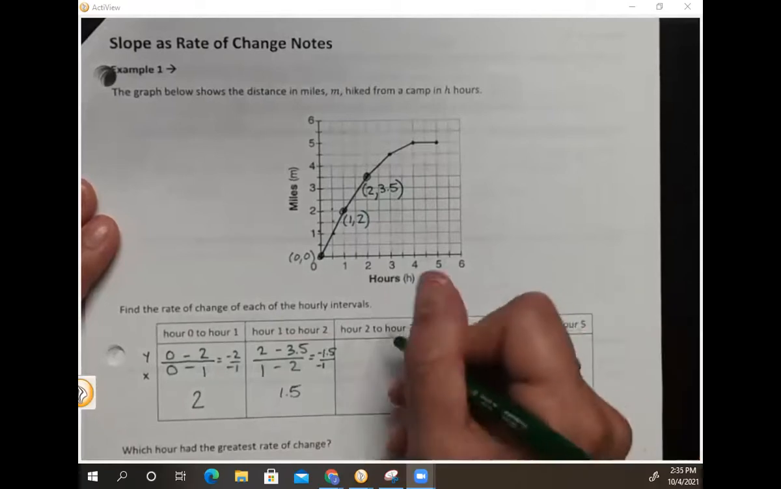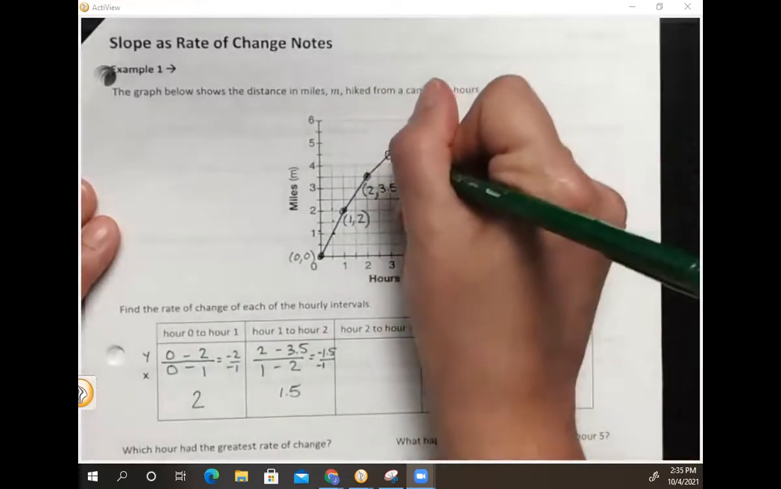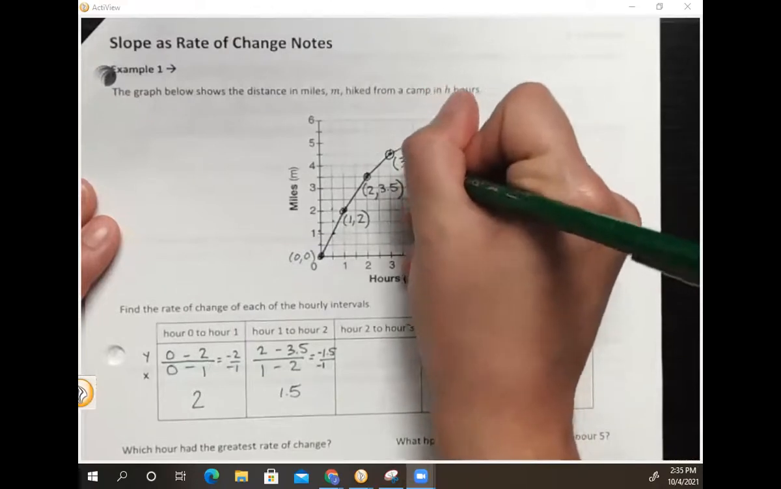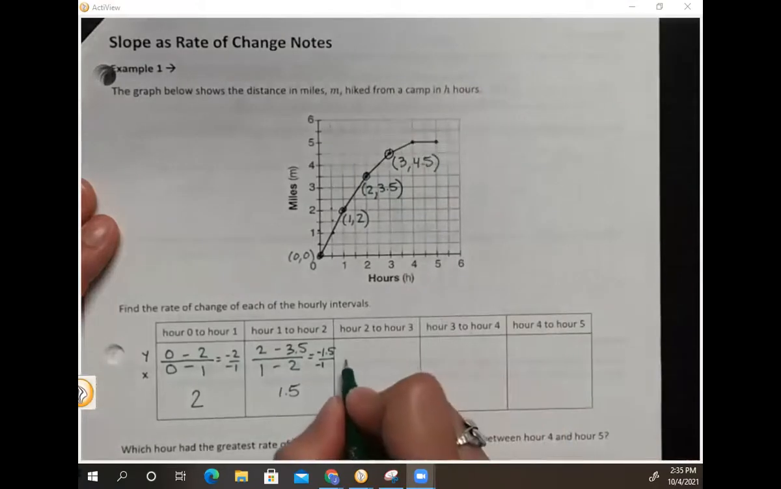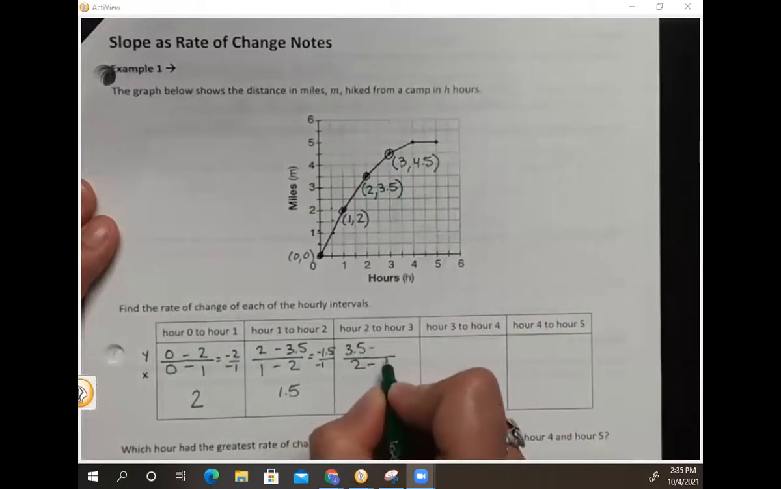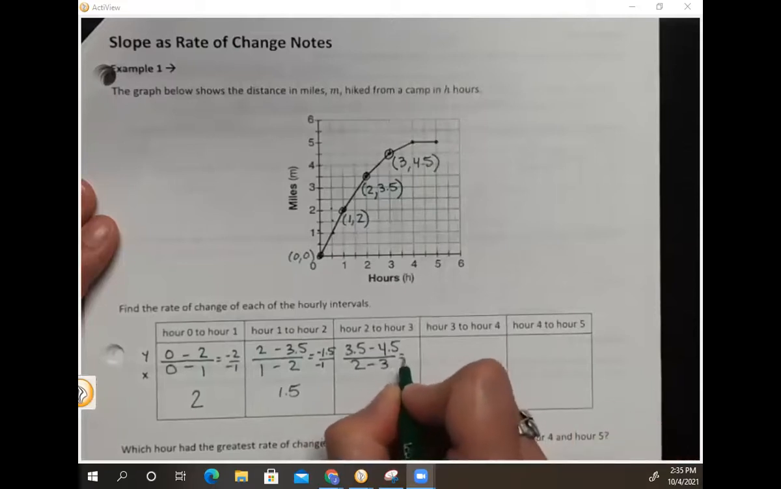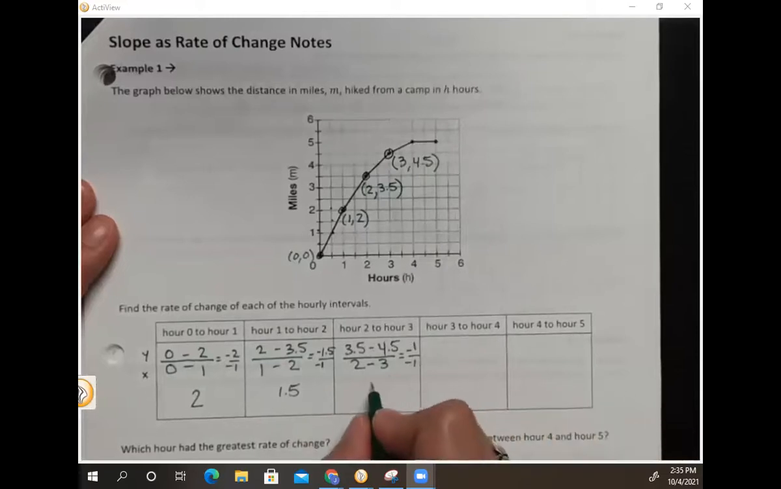Now I'm going to do that again for hour 2 to hour 3. So here's my point for hour 2. Here's my point for hour 3. And the coordinates there would be 3, 4.5. So I'm going to find the slope between those two. Remember, y on top, x on bottom, 3.5 over 2 minus 4.5 over 3. So this would be -1 over -1. When I reduce, that's just 1.